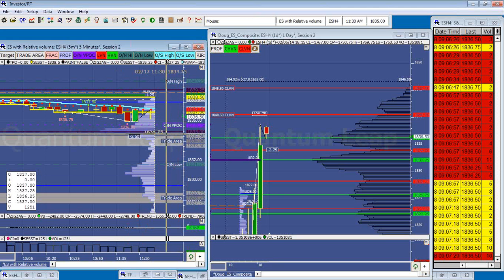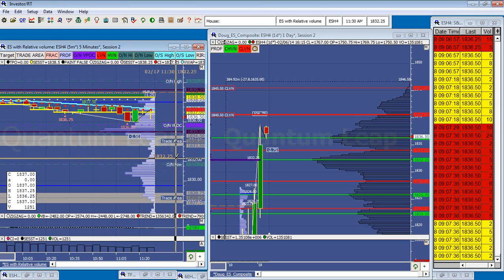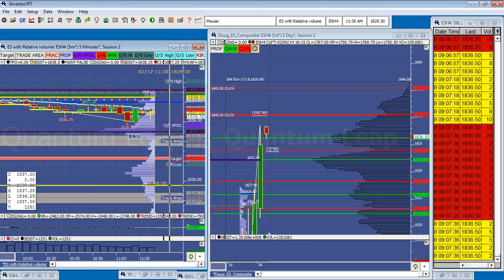I'm going to be using 32.25 as my first target below the 34 level, with a possible push through to take out the overnight low. And my secondary target is going to be the value area low down here at 29.50.